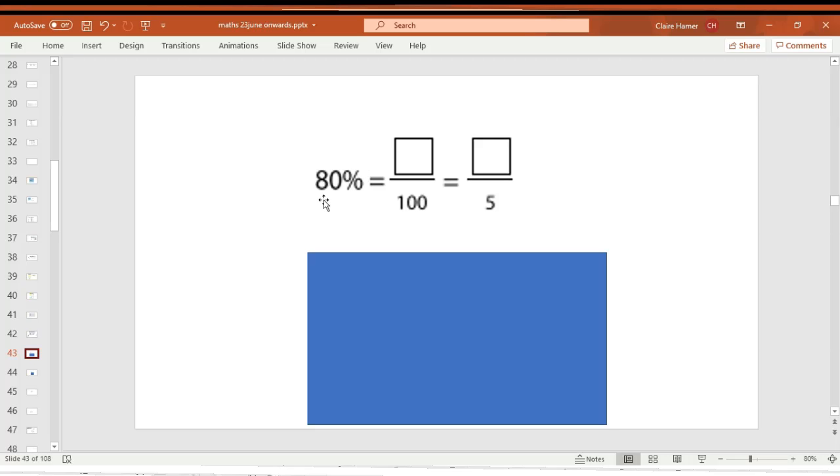Now, what fraction is equivalent to 80%? Write down your answer.